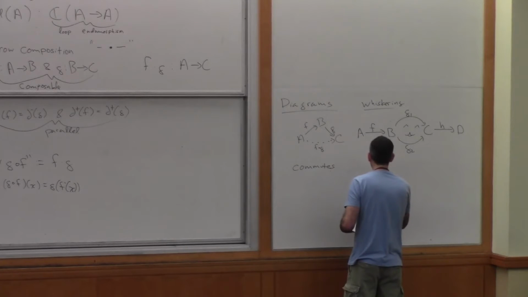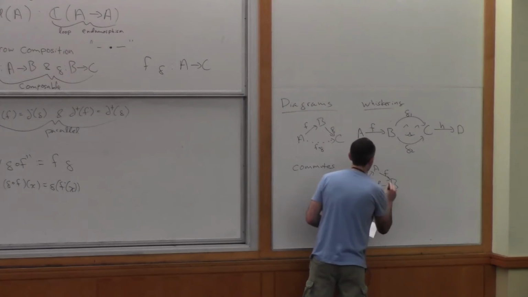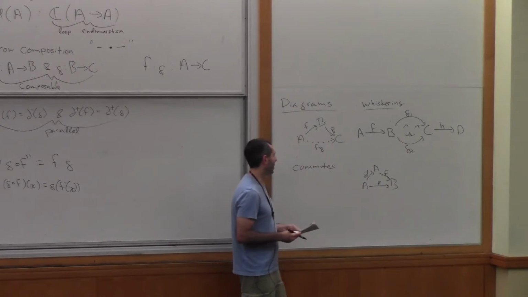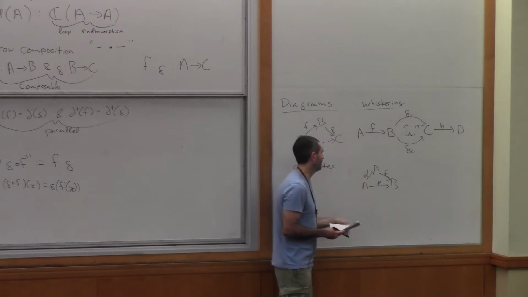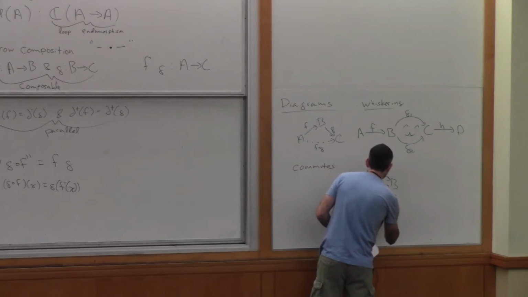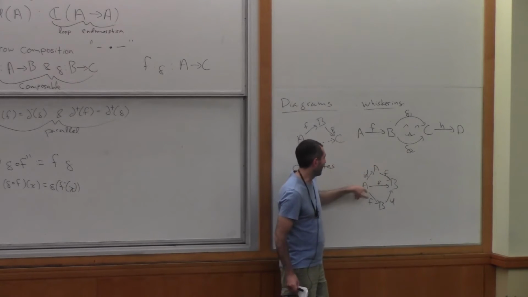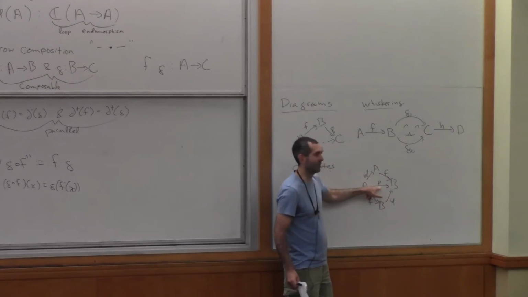Remember, the unit law of composition says that if I have the identity on A followed by arrow F, then that's just equal to F, right? So that's what we call the left unit law. It's saying that the identity is a left unit for composition. Now, ignore this diagram for a second and look at this diagram. This is just the right unit law for composition. It's saying if I have an arrow and I follow it by the identity, it's just that arrow.